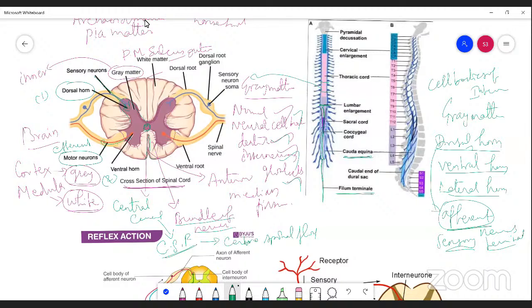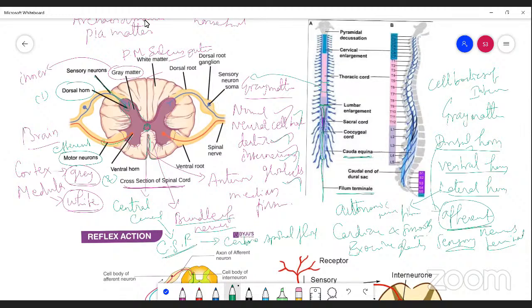Lateral horns. The third one, what are lateral horns? These lateral horns contain autonomic nerve fibers, and cardiac and smooth muscles, and exocrine glands. The nerves which are coming from the cardiac muscle, smooth muscle and exocrine glands terminate in the lateral horns.